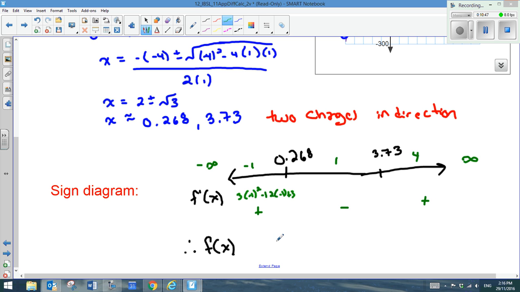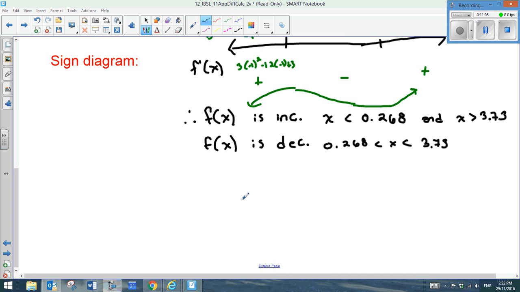So if I did not have that graph, I would know that this cubic is going to increase and then decrease, and then it's going to wind up increasing again. So I would have a very general sketch of what's happening with my function. Once I finish my sign diagram, we always want to make sure we write a conclusion. So we can say that f of x is increasing when x is smaller than 0.268 and greater than 3.73 and decreasing between the two.